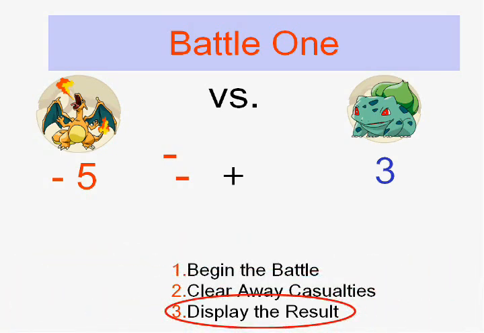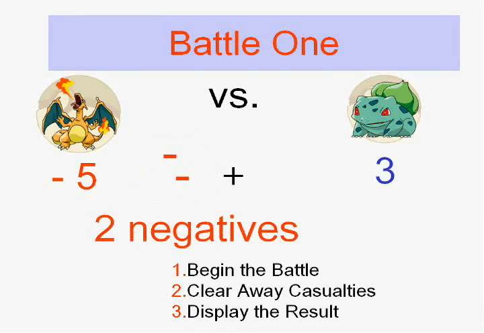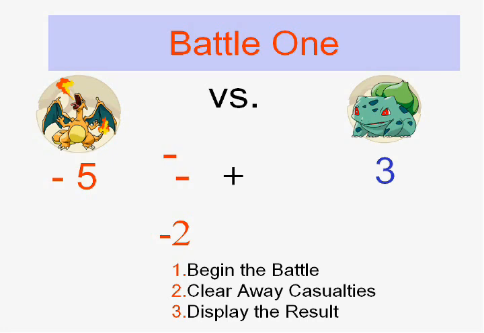So let's display the result. And what do we have here? 2 negatives. So guess what the answer is? It is -2. And that's the answer. -5 added to +3 results in a -2.